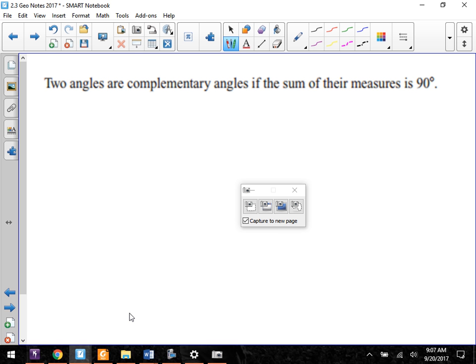This is a generic statement. Two angles are complementary if the sum of their measures is 90. Let's write that as a conditional. Conditional statement means we're going to write it as if-then. So this is your generic statement: two angles are complementary if the sums are 90. So how would you write that as an if-then?